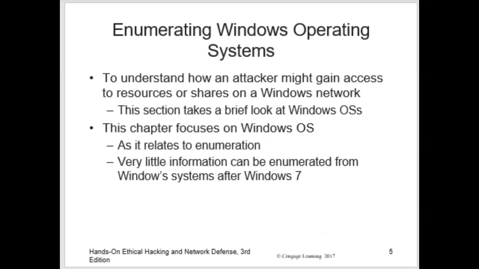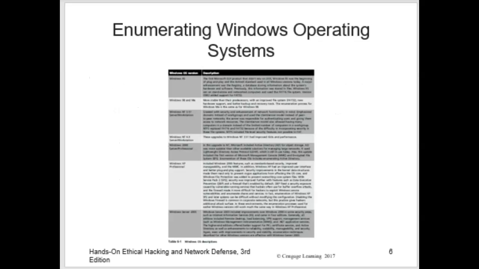Okay. Now, to understand how the attacker might gain access to resources or shares on a Windows network, the book addresses enumerating Windows operating systems, right? And that's really the focus of this entire chapter. It relates to enumeration in Windows systems. Very little information really can be enumerated from Windows systems after Windows 7, but we'll have a discussion about it.